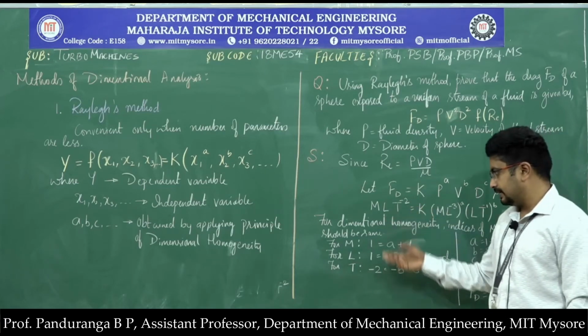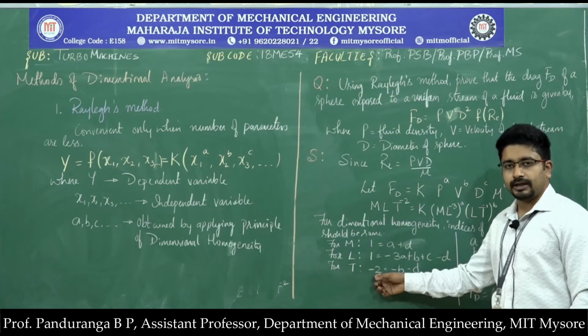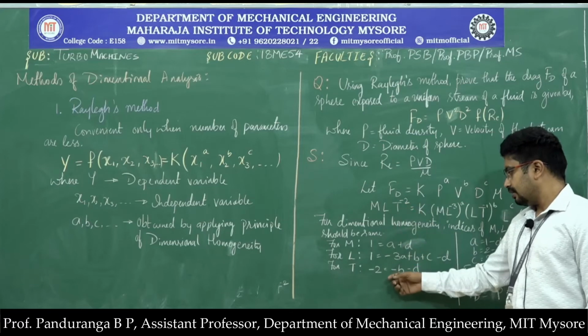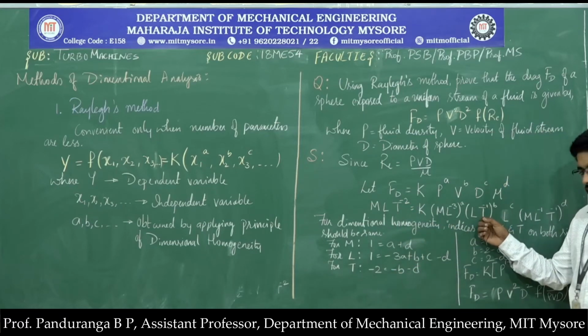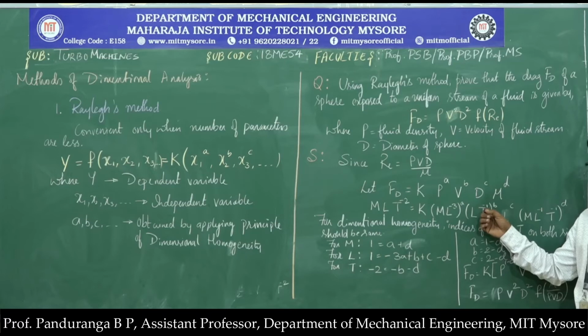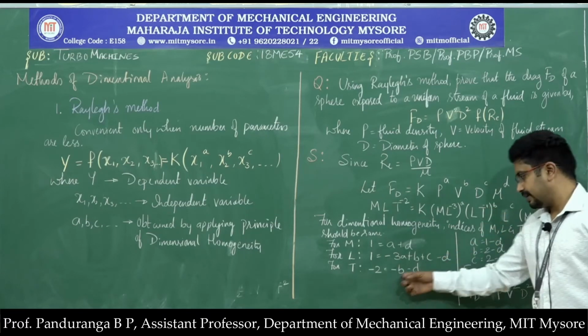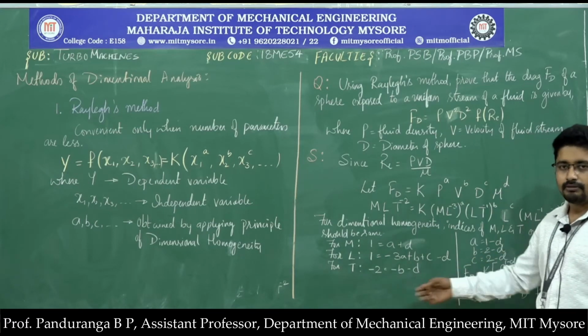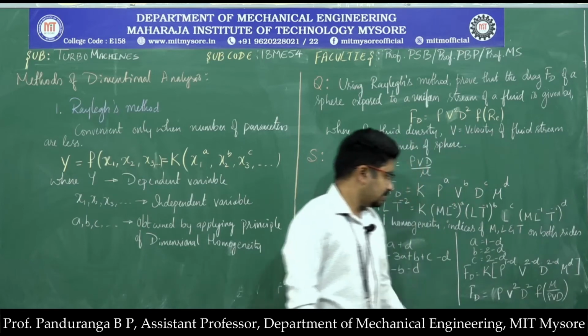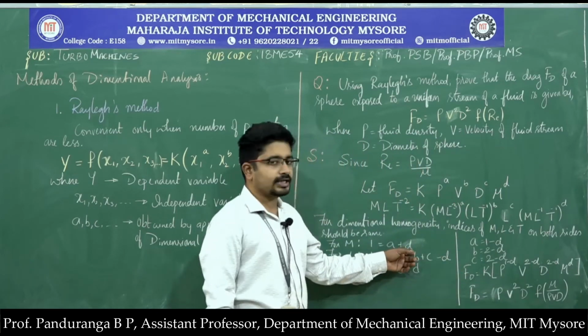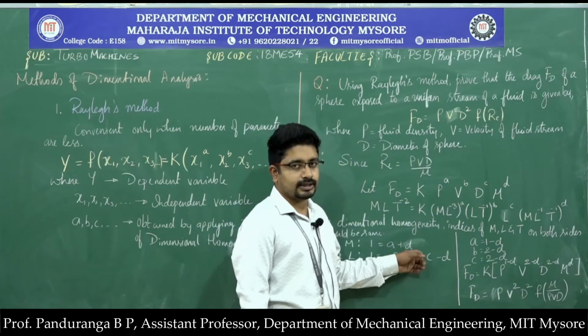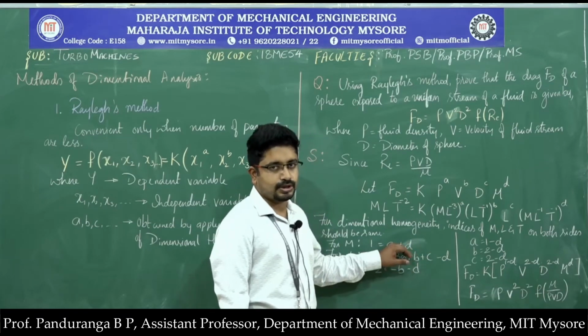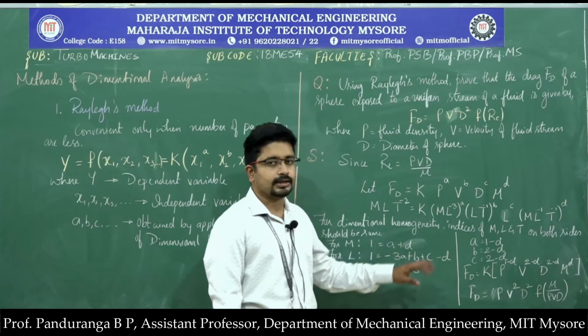And for time T, on the left hand side we have T to the power of minus 2. On the right hand side we have T to the power of minus 1 into b, so minus b, and at the last term we have T to the power of minus 1 into d, so it is also minus d. When we simplify this, I will express all the other exponents, that is a, b, c, in terms of d.